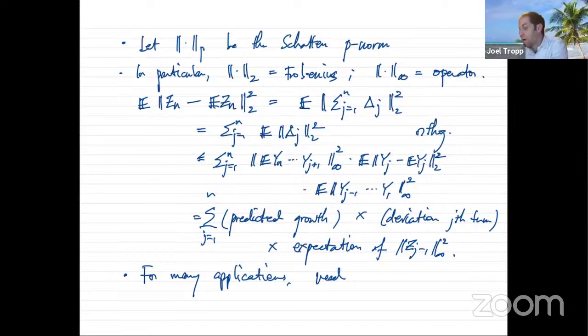So if you think about Zn as the iterated application of a bunch of maps to a vector, the spectral norm, the L2 operator norm, is what controls how much that random product dilates or contracts that vector. So for a lot of applications, we need a bound in the spectral norm. And for this, you need a new idea.